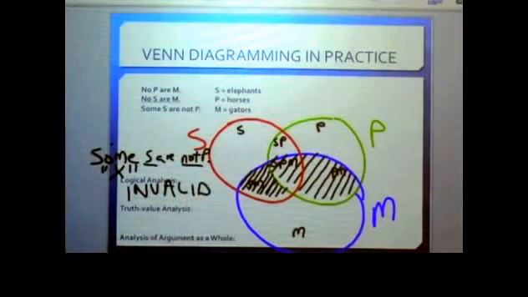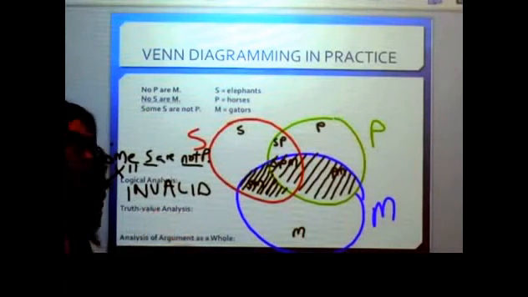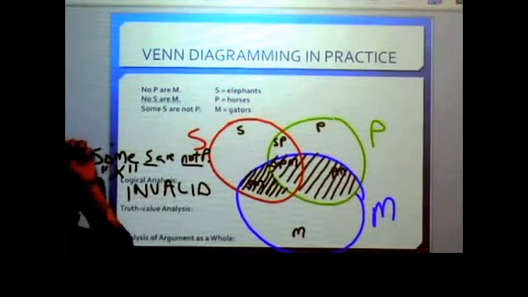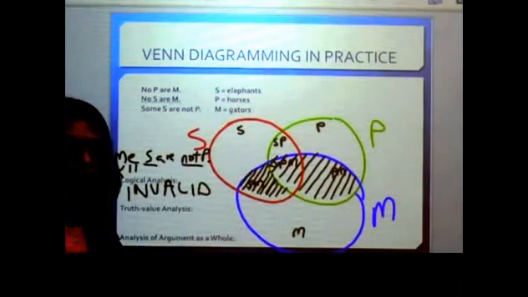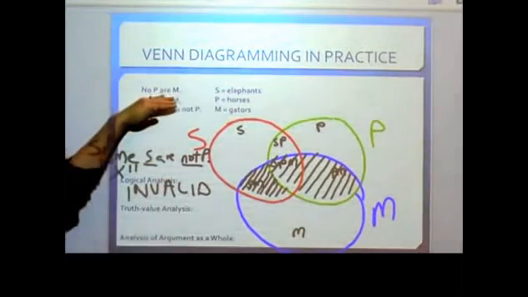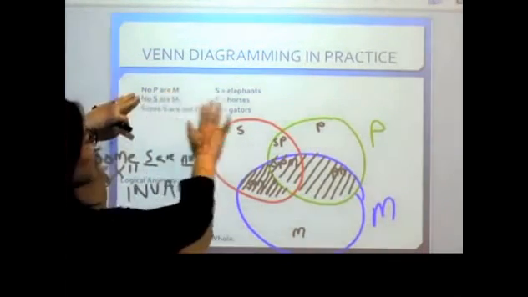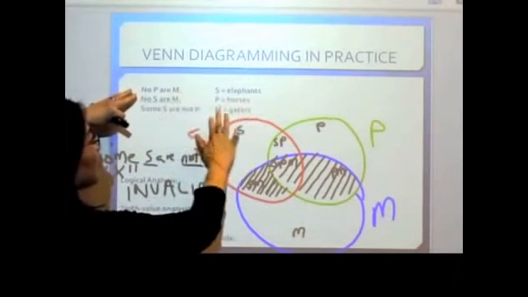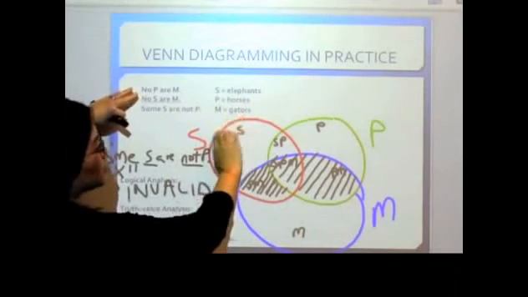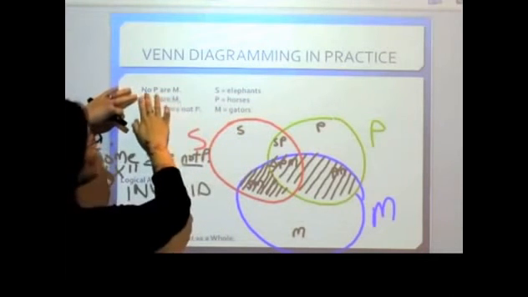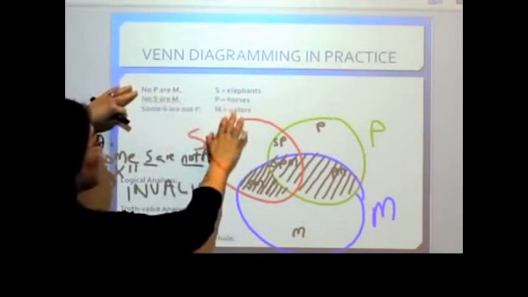Okay? Now that we've done logical analysis and determined that the reasoning of this argument is bad reasoning because it's invalid, we want to go ahead and do the truth value analysis. The first major premise states that no P are M, and in this case P are horses and M are alligators. I've shortened it as gators.